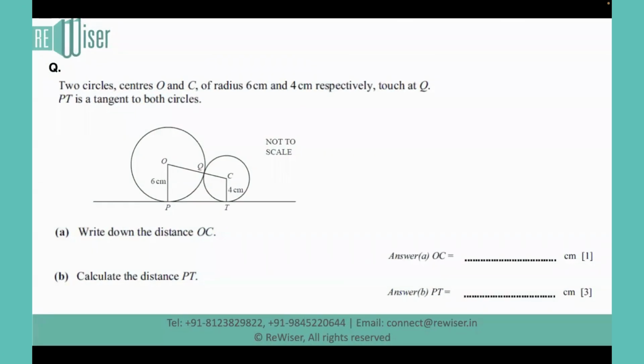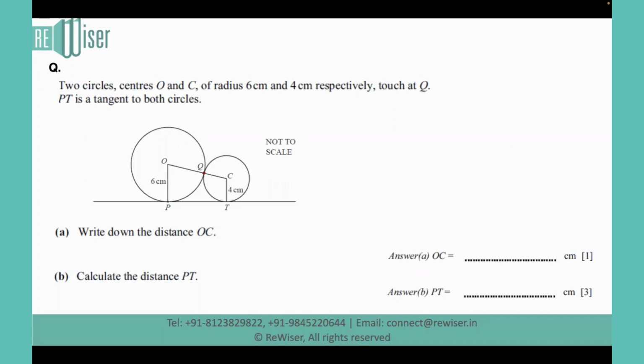We have a question from circle geometry, which has two parts, and we'll see how to solve these. The question says two circles, centers O and C, of radius 6 centimeter and 4 centimeter respectively, touch at Q. So this is the point of contact of both the circles, where PT is a tangent to both circles.